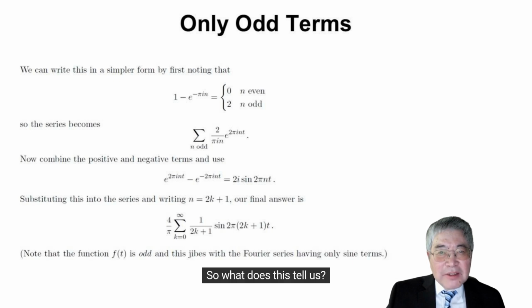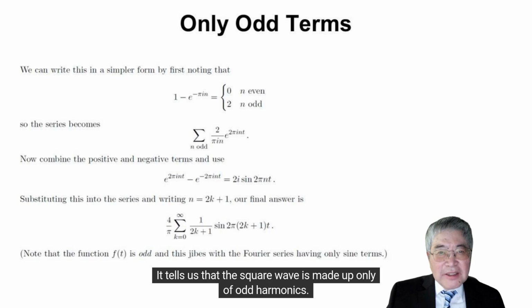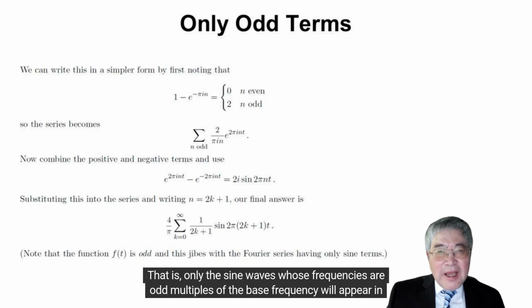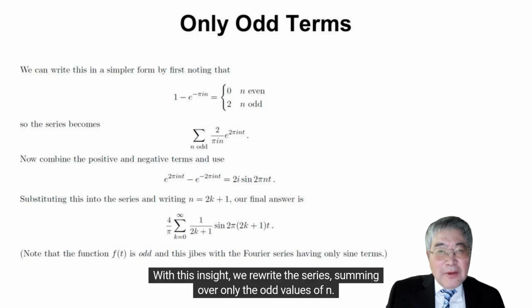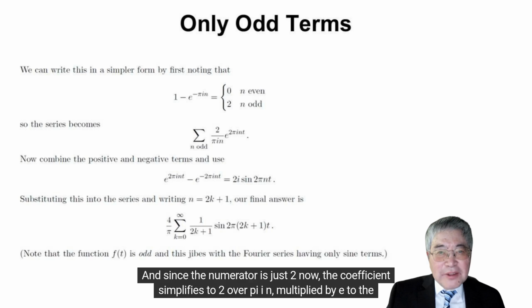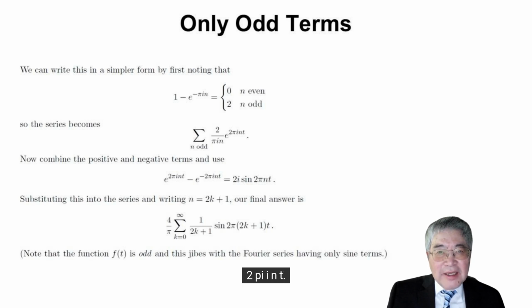So what does this tell us? It tells us that the square wave is made up only of odd harmonics. That is, only the sine waves whose frequencies are odd multiples of the base frequency will appear in the final expression. With this insight, we rewrite the series summing over only the odd values of n. And since the numerator is just 2 now, the coefficient simplifies to 2 over pi in multiplied by e to the 2 pi int.